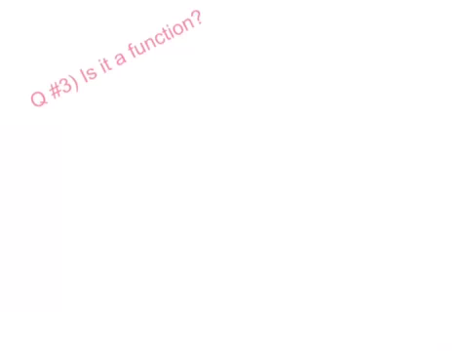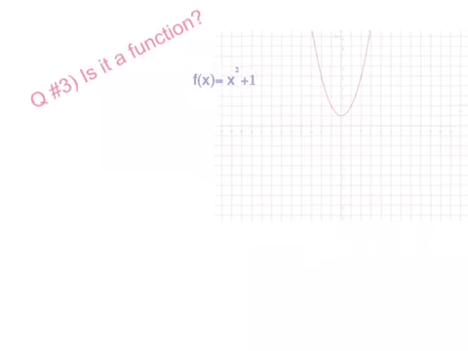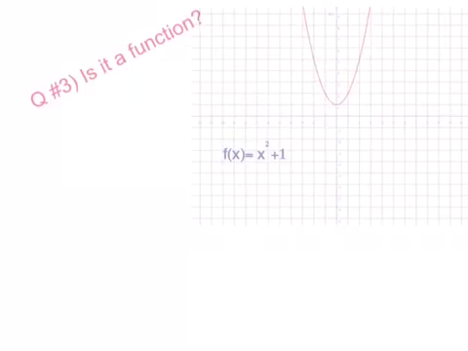Okay, so the question we need to ask ourselves is, is this a function? To see if this is a function, we look at our graph and we can tell if all of the x values are unique. So our equation is f of x equals x to the second power plus 1. Now we're going to pull up the graph of this and see if this passes our vertical line test.